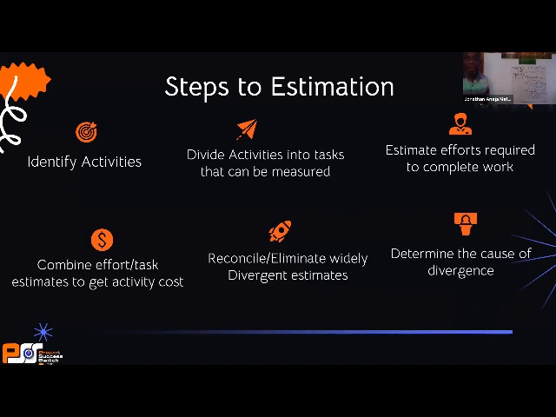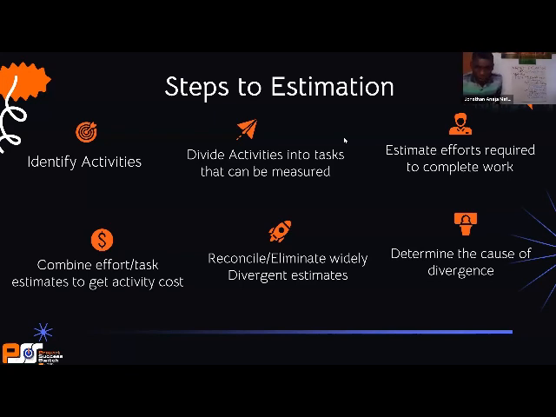Now, okay, after that, you need to determine the cause of divergence. Now, what do I mean by divergent estimate? A divergent estimate is simply an estimate where you have used expert judgment. And even though I said you can get the pessimistic, optimistic, and most likely, and use your formula to get what the average is, right? You will discover that sometimes if the gap is too much, you need to go and find out why the gap is too much.